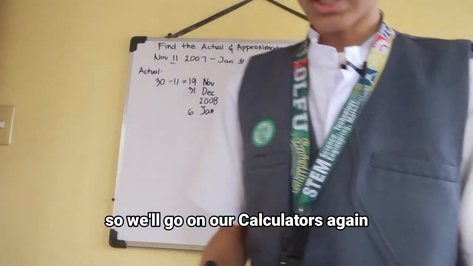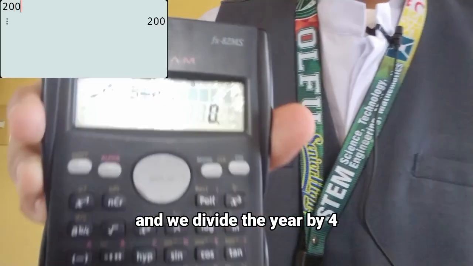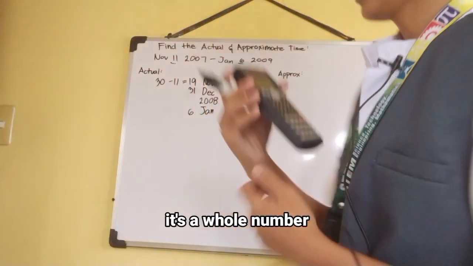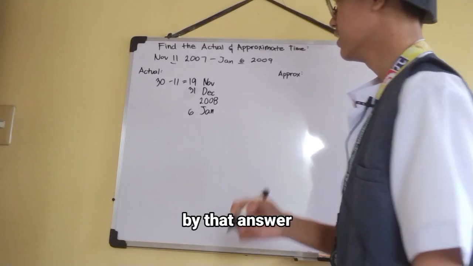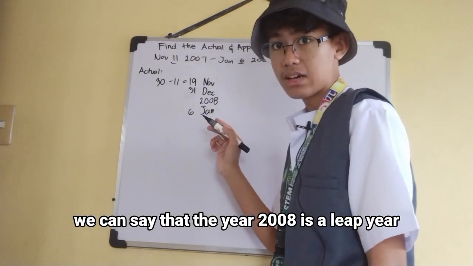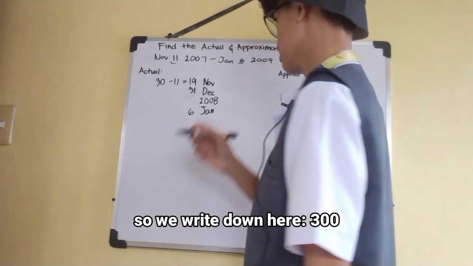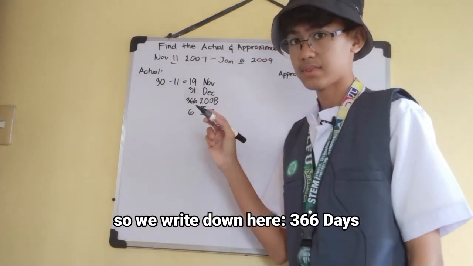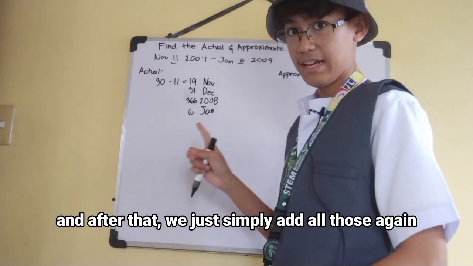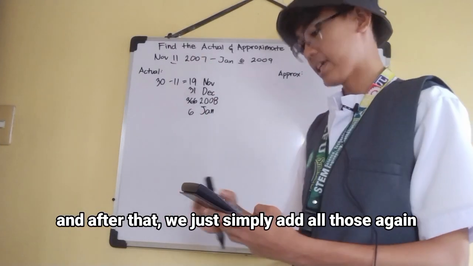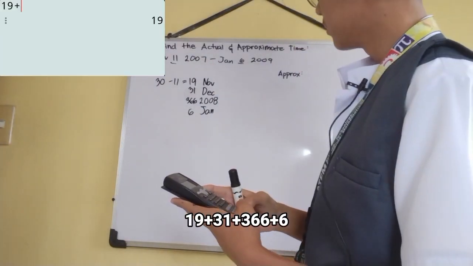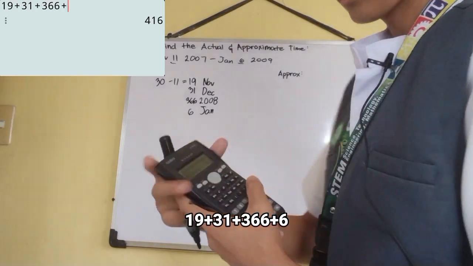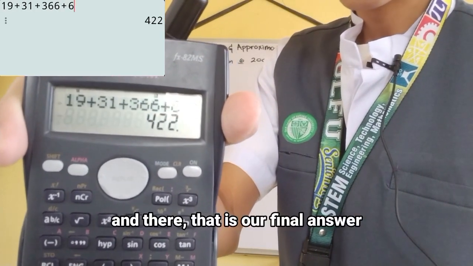Then we identify if the year 2008 is a leap year or not. So we go on our calculators again and divide the year by 4. As we can see, it's a whole number. By that answer, we can say that the year 2008 is a leap year. So we write down here 366 days. After that, we simply add all those again. So that'll be 19 plus 31 plus 366 plus 6. And then that is our final answer.